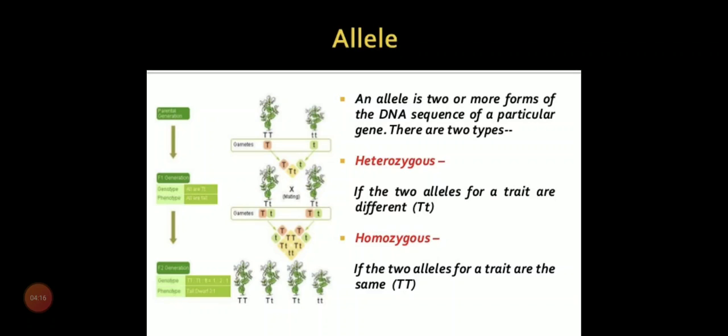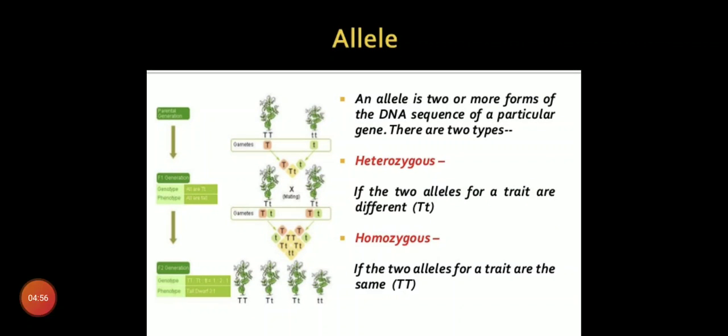So we can say that the parents present initially are homozygous because they have similar alleles, and when they produce the first generation, that is capital T small t, they produce heterozygous, right? And when we talk about the F2 generation, we get capital T capital T, capital T small t, capital T small t, and small t small t. It means it has one homozygous of capital T, one homozygous of small t, and two heterozygous, right?